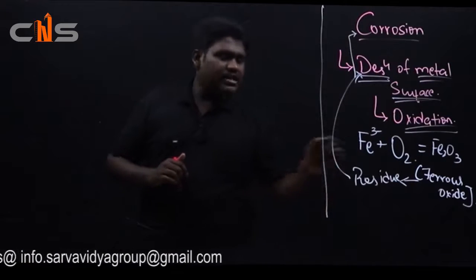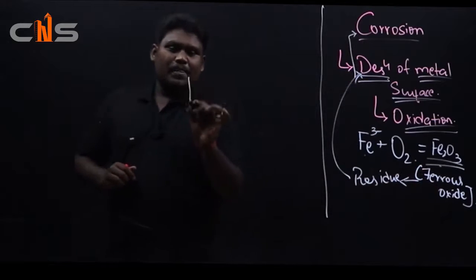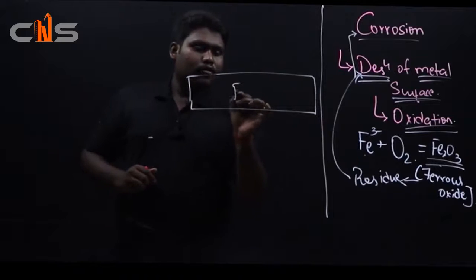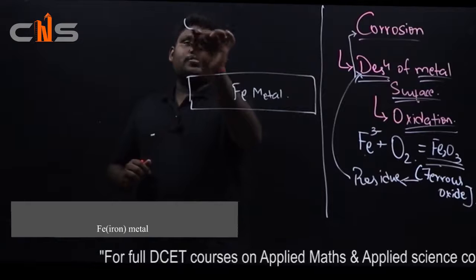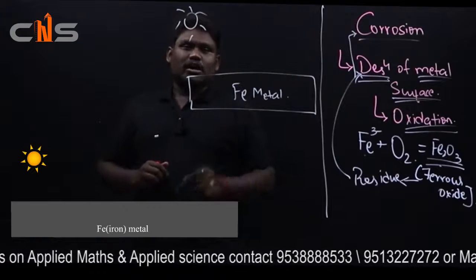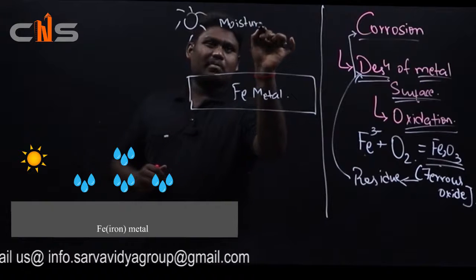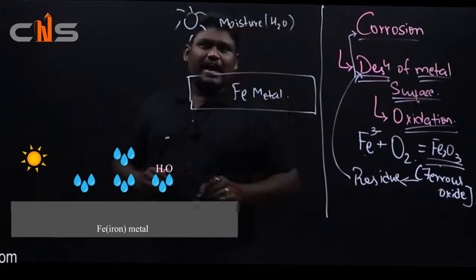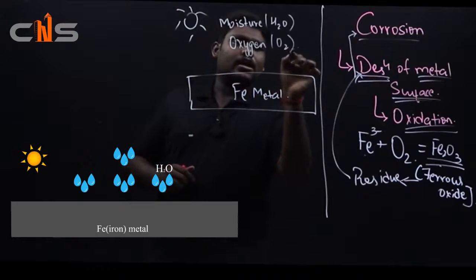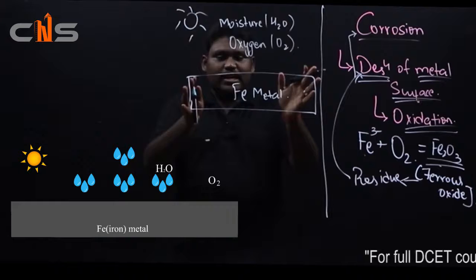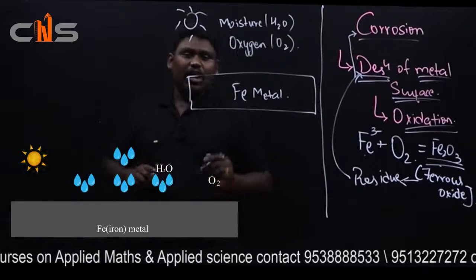Now, carrying the same example, why this Fe2O3 is formed, we'll just see it in detail. So you have a ferrous metal, okay, this is exposed to atmosphere. In atmosphere you will have presence of moisture, that is the water content H2O, and you will have the presence of oxygen, that is the O2. So when this ferrous material is exposed to moisture and oxygen that are present in the atmosphere, what happens?